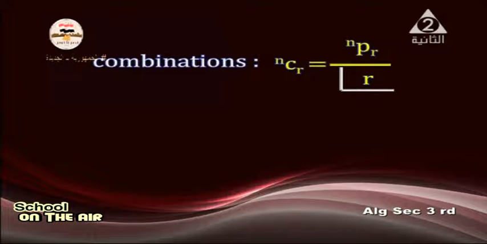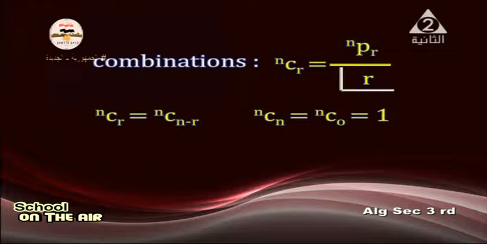Combination. Its symbol nCr. This is the relation between nCr and nPr: nCr equals nPr over factorial r. Remember, nC2 equals nP2 over factorial 2. nCr equals nC(n minus r). What do you mean? 10C5; 10C4 equals 10C6. 100C98 equals 100C2. Then nCr equals nC(n minus r). Remember, nCn equals nC0 equals 1.